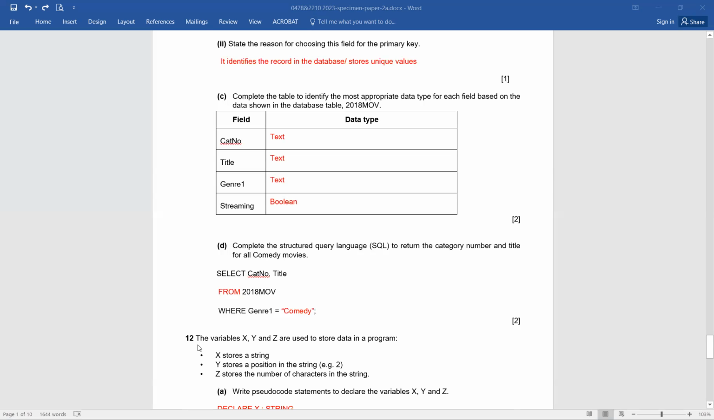And the question: the variables X, Y, and Z are used to store data in a program. X stores a string. Y stores a position in the string, for example, 2. Now they've given you the hint here: the data is 2, and you should be able to recall the 5 data types that we have talked about. Z stores the number of characters in the string. If you pay attention to the words, they will help you figure out what the right data type is.